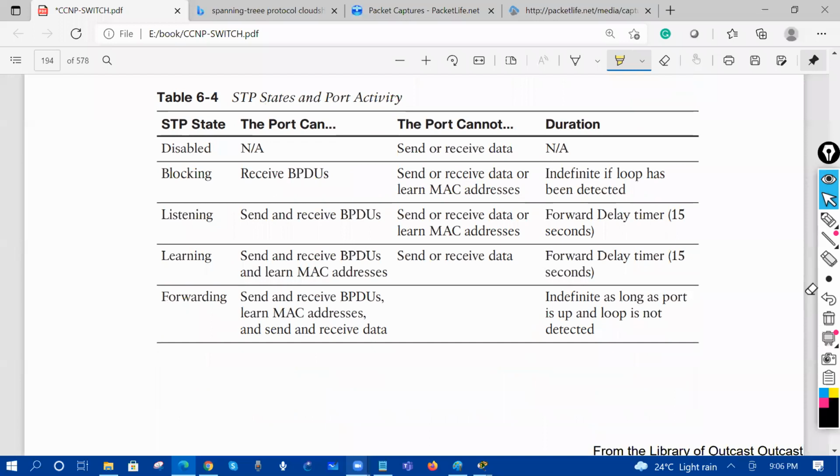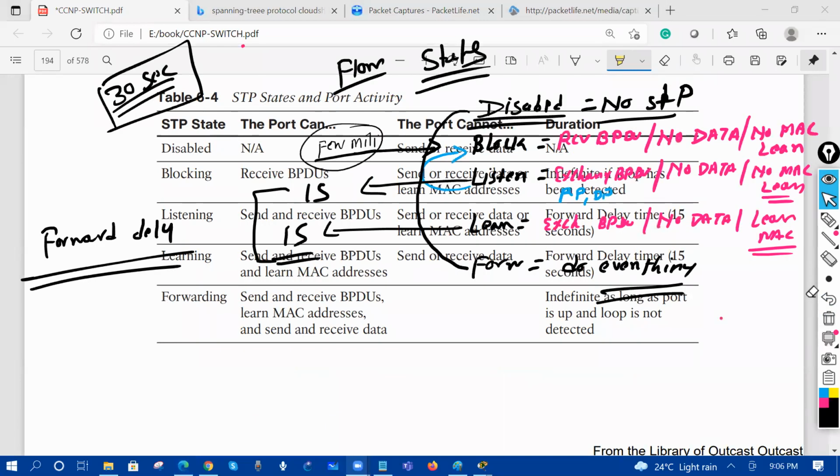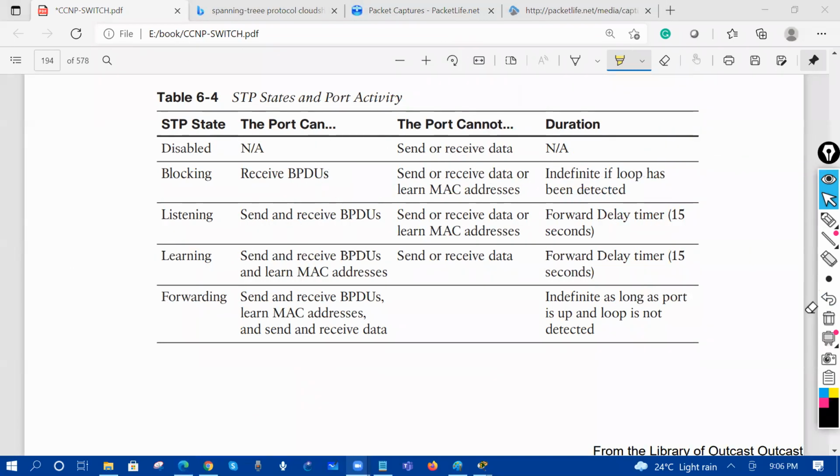This is a summary that I have written over there. The same thing is written over there, nothing else. The forward delay timer is 15 seconds. Listening 15 seconds, learning 15 seconds. In listening, I can only send and receive the BPDU. The port cannot forward data.